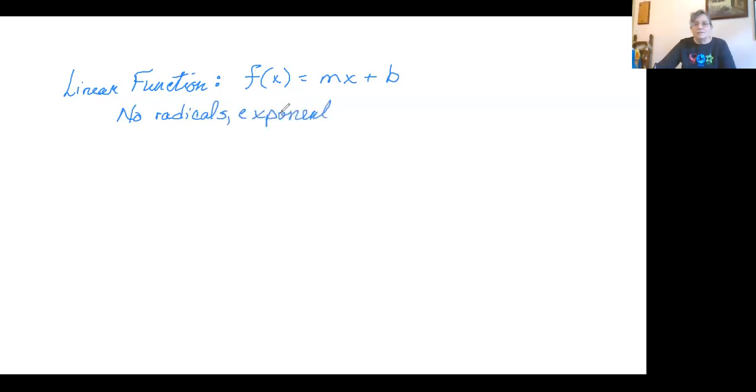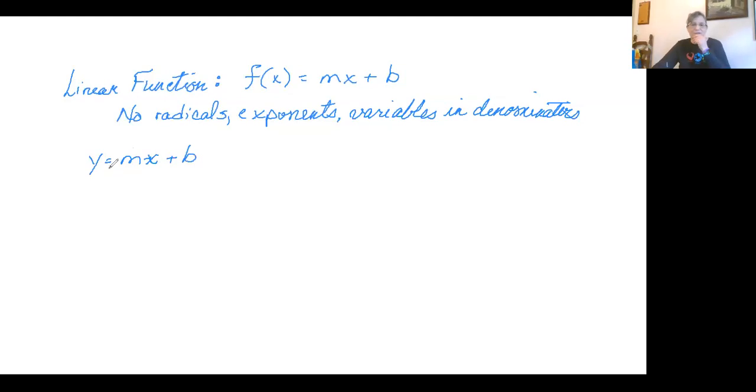A linear function is anything that can be written in the form f of x equals mx plus b. You're not going to have any radicals. You're not going to have any exponents. And you're not going to have any variables in denominators. Because a linear function gives the relationship between the y value and the x value, and this is just the same thing as y equals mx plus b, it's just written in function notation.